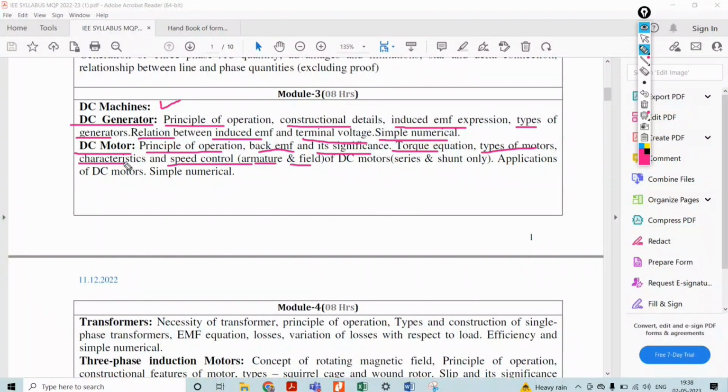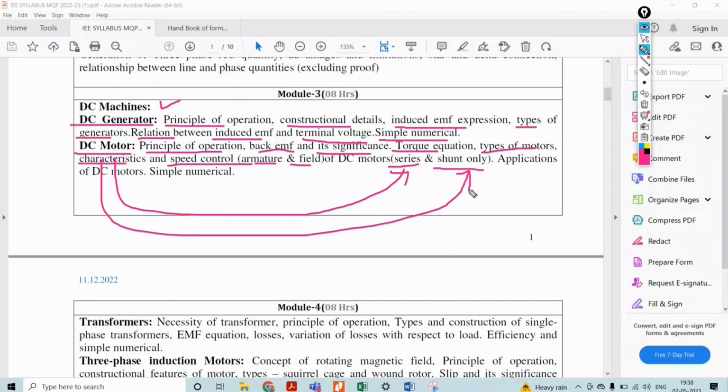Then with respect to the type of motor, the series and shunt alone. The characteristics will also be for series and shunt. Then speed control is also for series and shunt. Keep this in mind. Okay, don't concentrate on the compound motor. Keep this also in your mind. Don't concentrate on the speed control and characteristics of the compound machines.